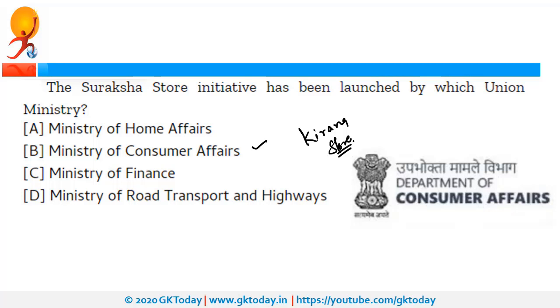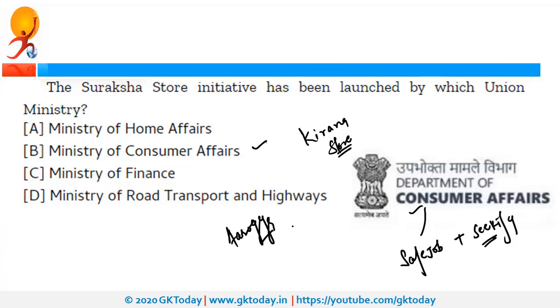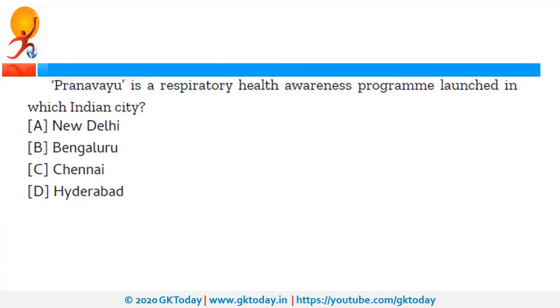And for this purpose, recently the Department of Consumer Affairs under the Ministry of Consumer Affairs has partnered with two important technology startups, and these startups are SafeJob and Seekify. And for this purpose, the ARrogatu app will also be utilized.